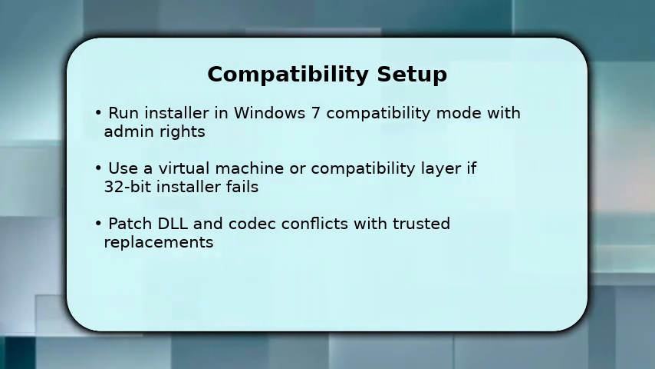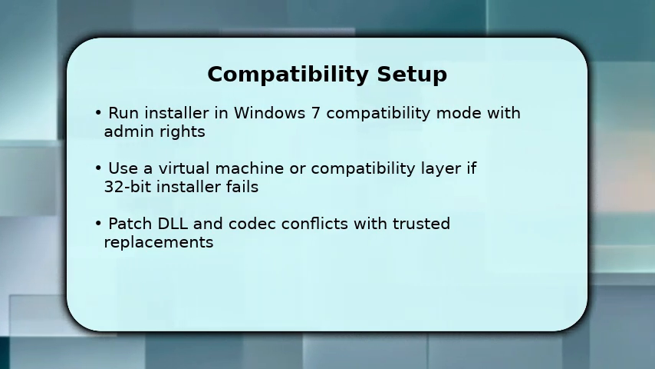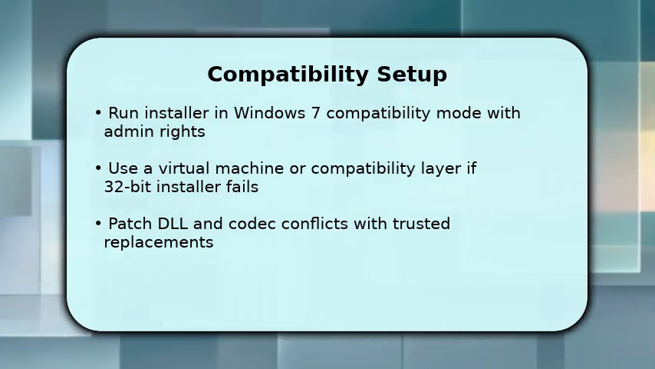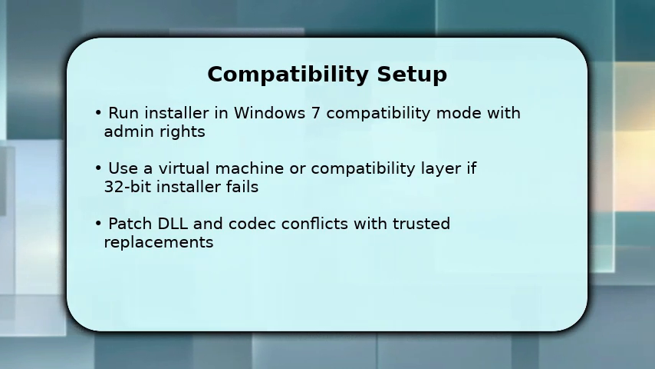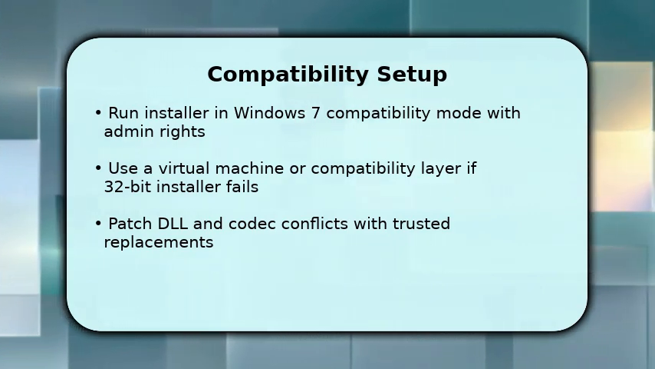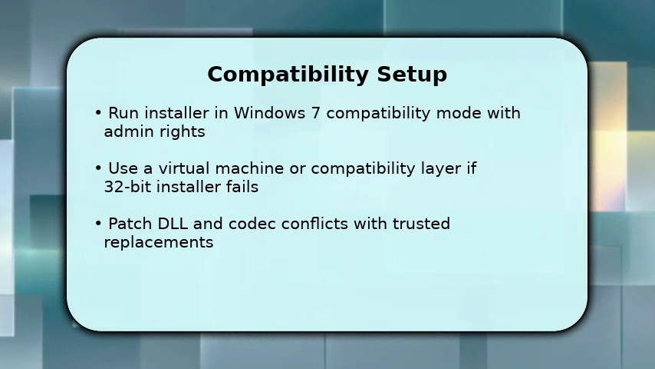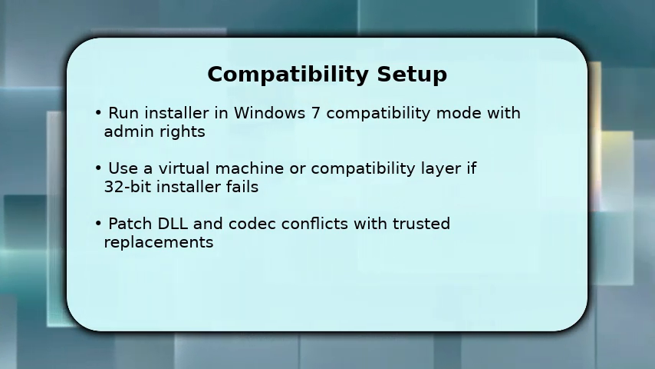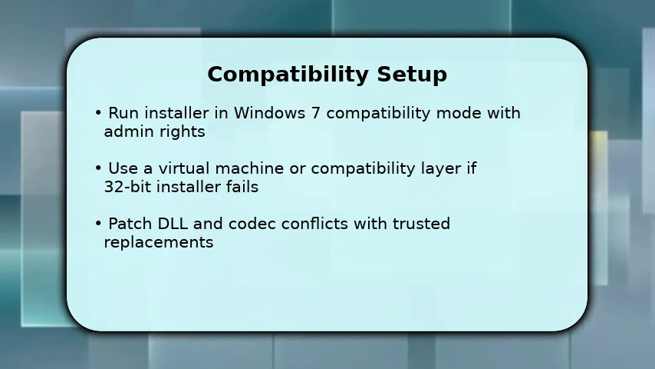If the 32-bit installer still fails, use a lightweight Windows 7 virtual machine or a 32-bit compatibility layer to run the program in an isolated environment. Also, prepare to replace legacy DLLs and codecs with compatible files.